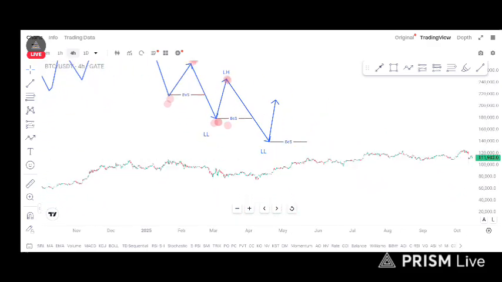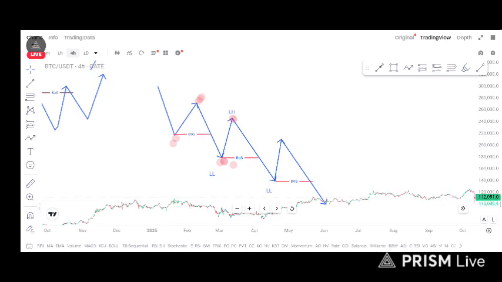So we now have our break of structure. Like we are now anticipating a break of structure. So the market will now break this low and give us our new break of structure, our new high, and our new low.